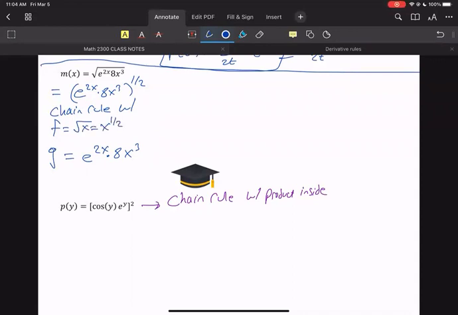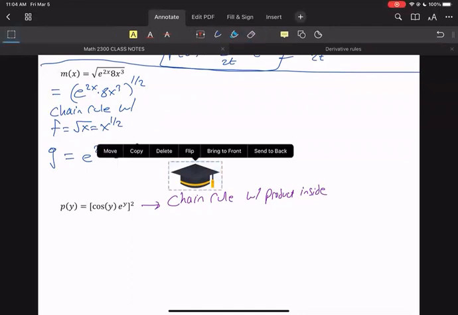Let me see if I can get this, I put that hat there last time, and now I can't move it. There we go.